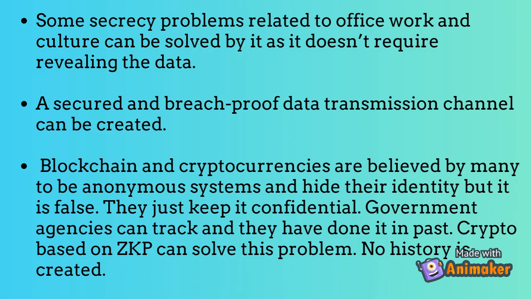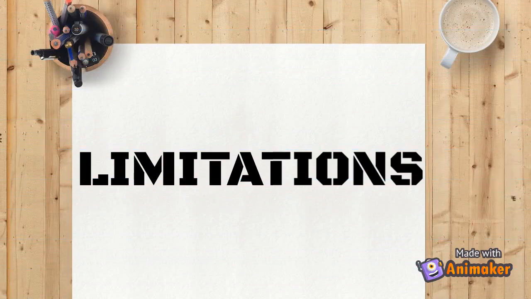Blockchain and cryptocurrencies are believed by many to be anonymous systems that hide identity, but this is false. They just keep it confidential. Government agencies can track, and they have done it in the past. Crypto based on ZKP can solve this problem. No history is created.